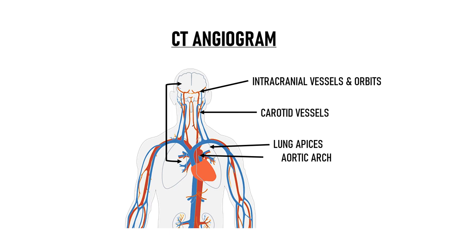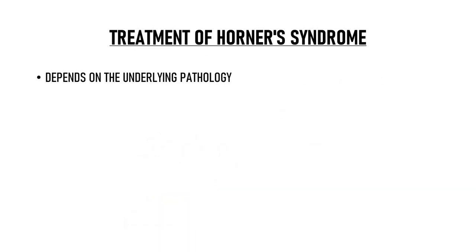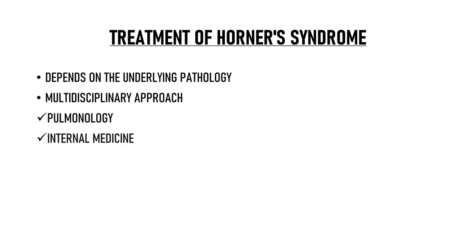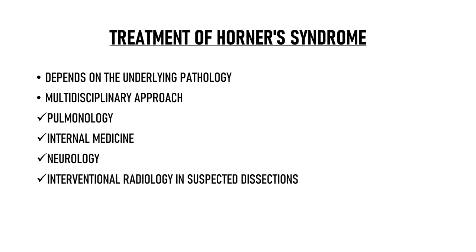In cases of old, long-standing Horner's of more than 1 year duration, there should be no urgency in investigating the patient. Always check the patient's old photographs for confirmation and then imaging can be deferred. Treatment of Horner's depends on the underlying pathology. In most cases, it demands a multidisciplinary approach, which can include various specialties, including pulmonology, internal medicine, neurology, interventional radiology in cases of suspected carotid dissection, surgery or surgical oncology, and neurosurgery in suspected aneurysms.